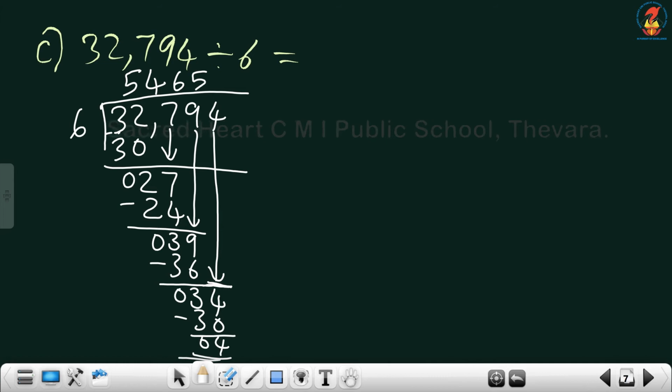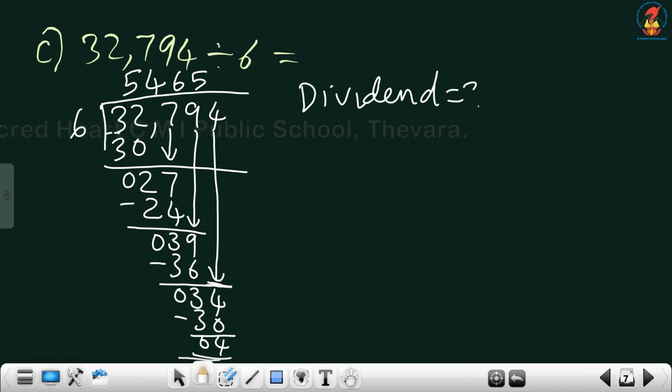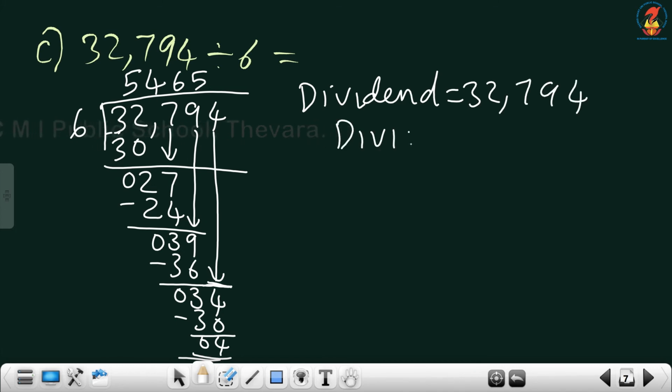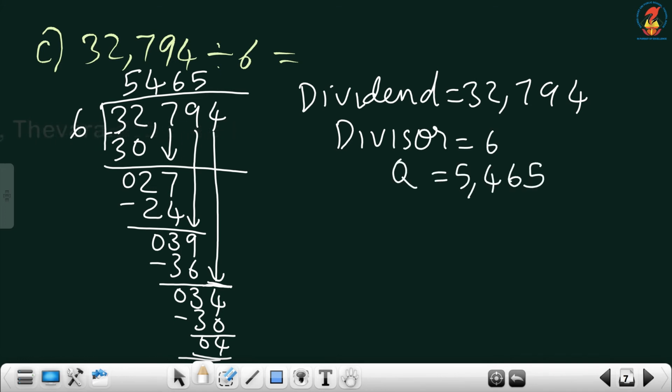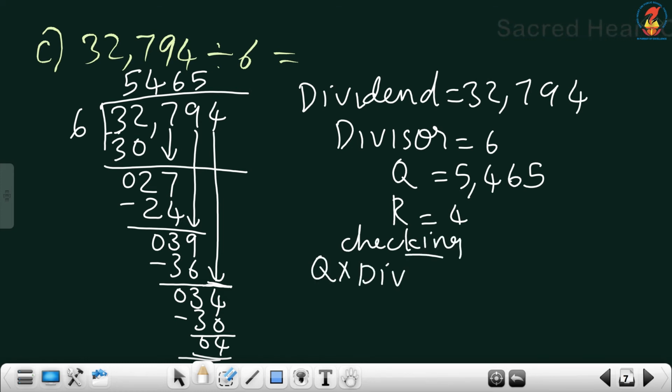Here the dividend is 32,794 and the divisor is 6. The quotient is 5,465 and the remainder is 4. I need to check. How? Quotient into divisor plus remainder.